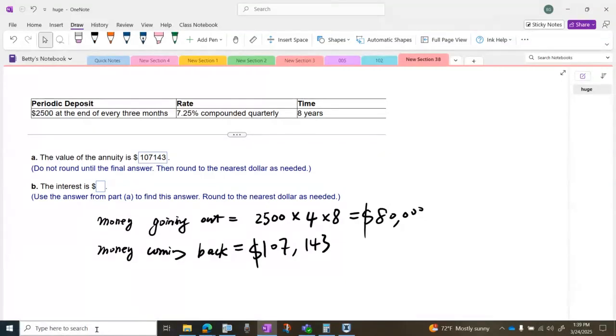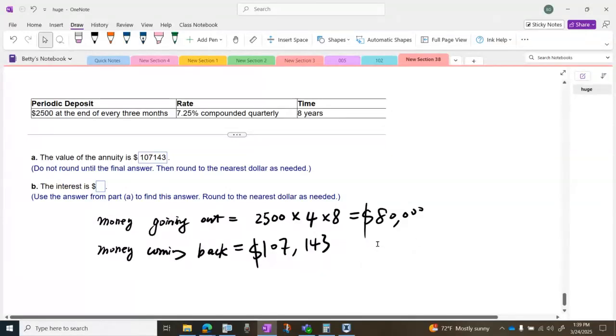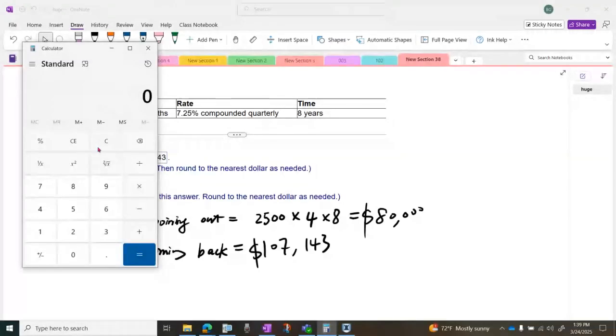Right? Yeah, so the money coming back is more than the money you have contributed to the account for sure. You want more. And the difference would be the interest. Let's see what's the difference. We're gonna use the money coming back, 107,143, minus 80 grand. 27,143.